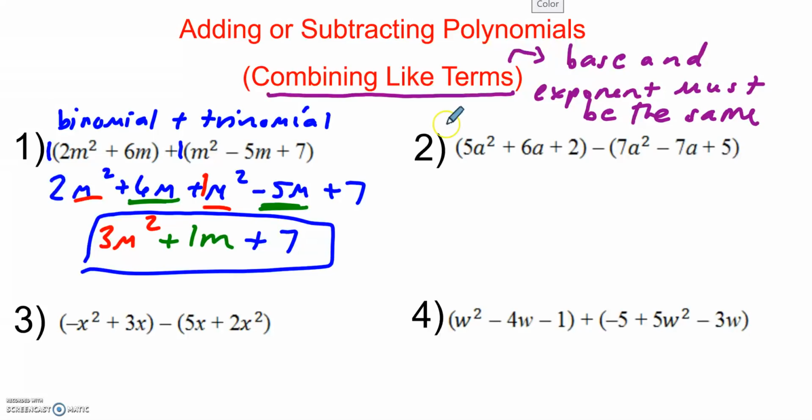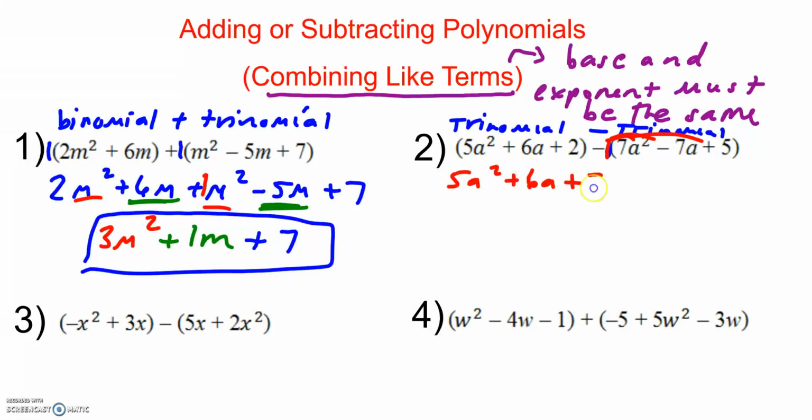Number 2, what I'm doing is taking a trinomial and subtracting another trinomial, because both of them have 3 terms. Now, in this example, because I'm subtracting this parenthesis, what we're really doing is distributing a negative 1. So that negative has to distribute to everything in this parenthesis, but this parenthesis has a positive 1 being distributed, so nothing changes sign here. So what I'm going to do is recopy the first parenthesis, or the first 3 terms, but then I'm going to change the signs on the second 3. So negative 7a squared plus 7a minus 5.